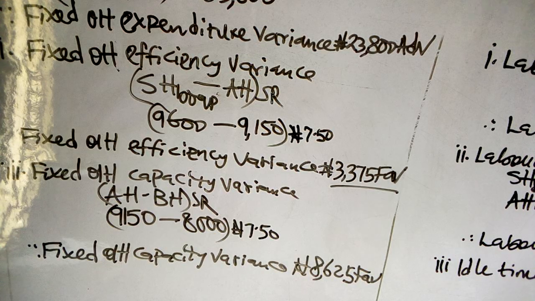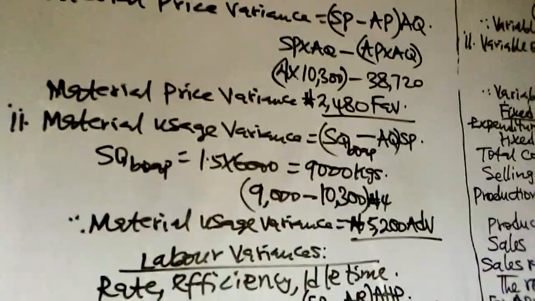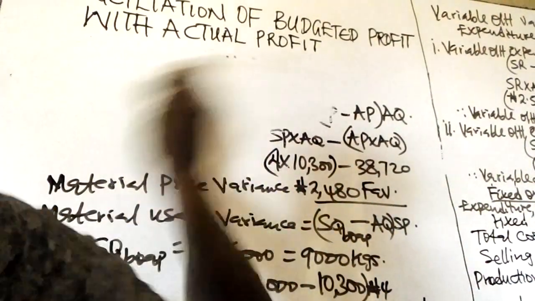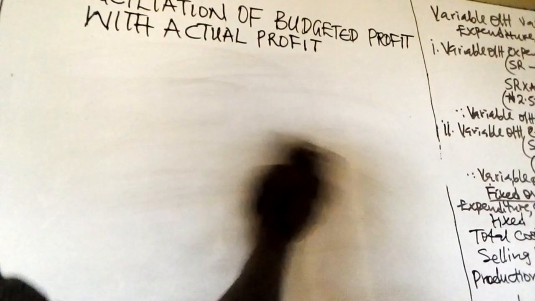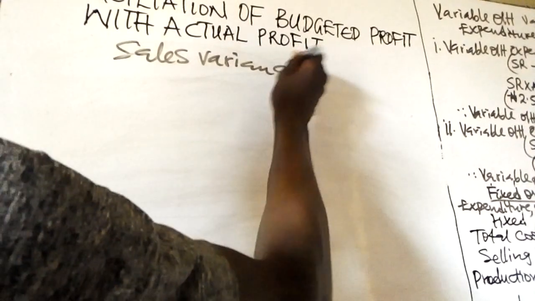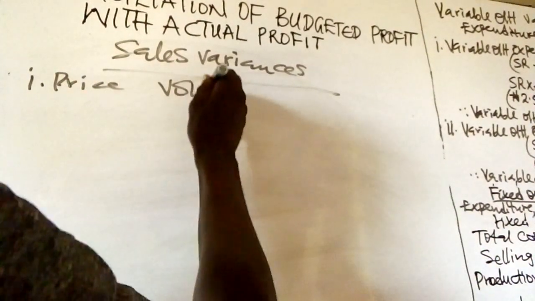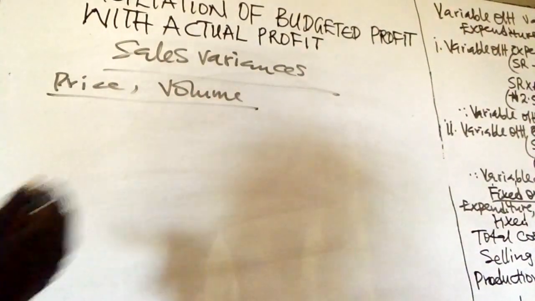After fixed overhead capacity variance, we want to compute the sales variances. Because of the space, I'm going to rub off the materials variances which we have computed, so that I'll be able to work there. The relevant sales variances we are going to compute are sales margin price variance and sales margin volume variance.